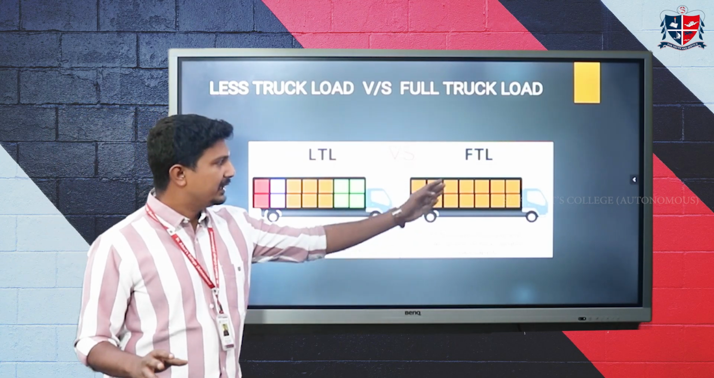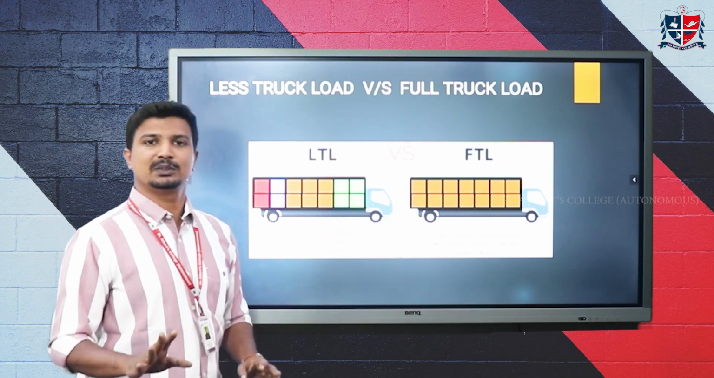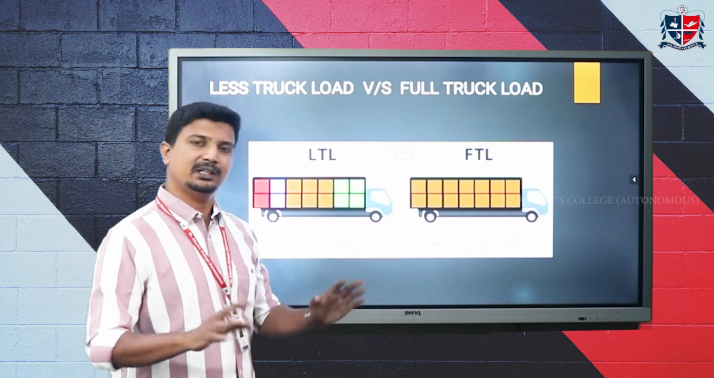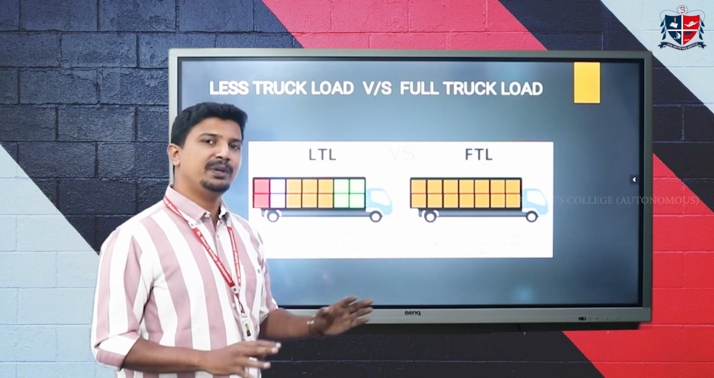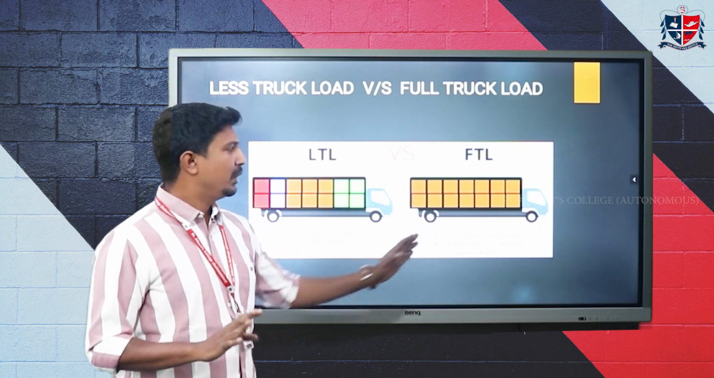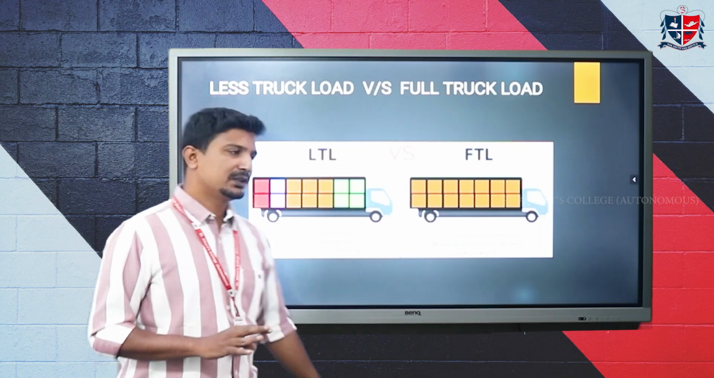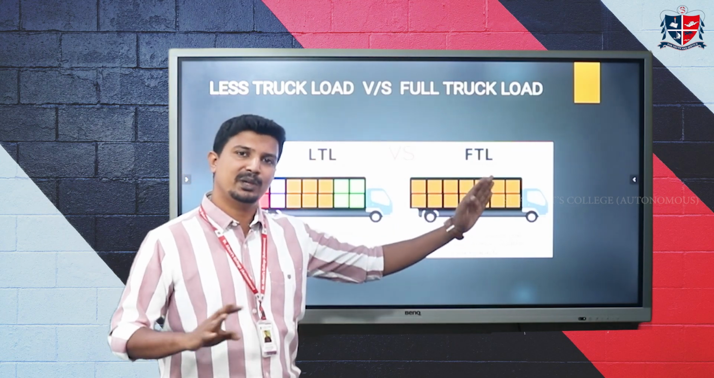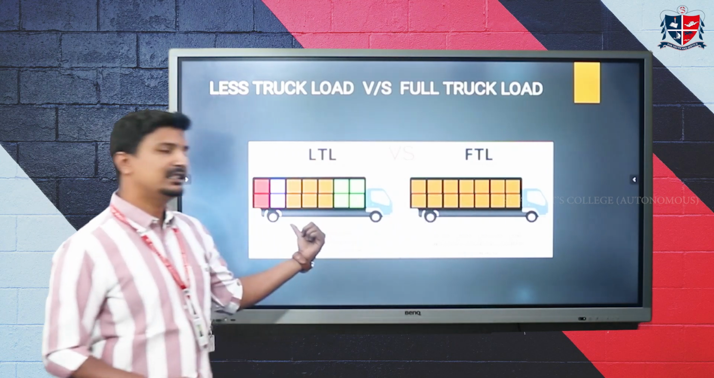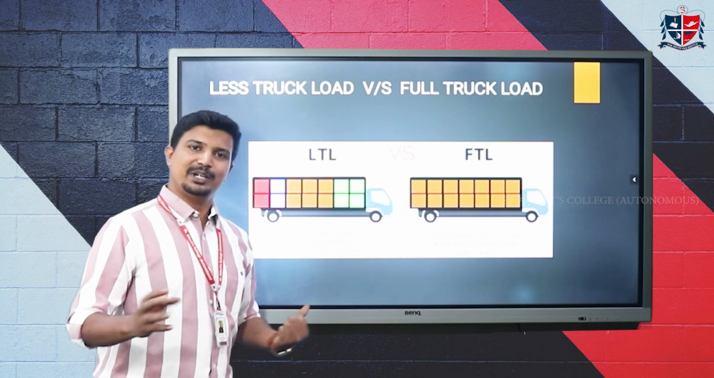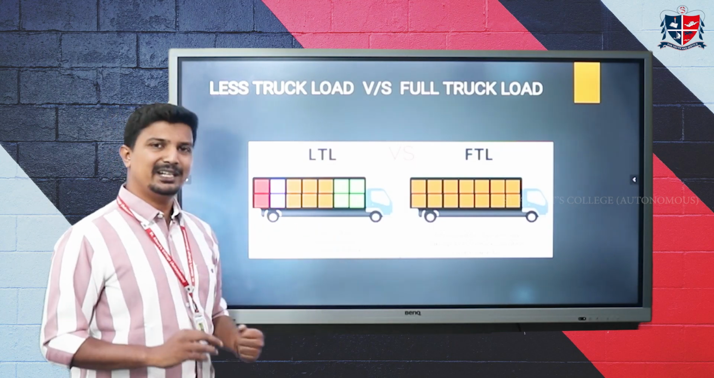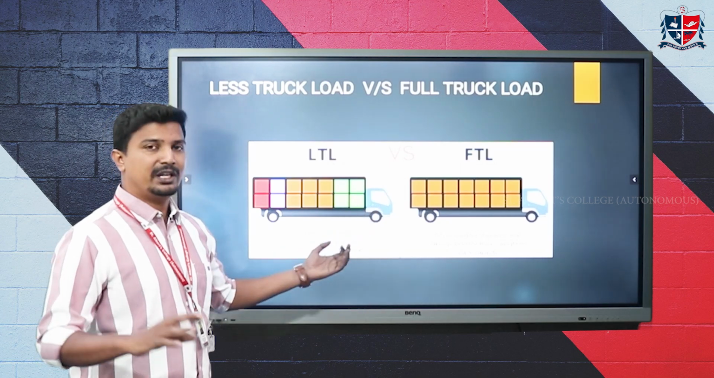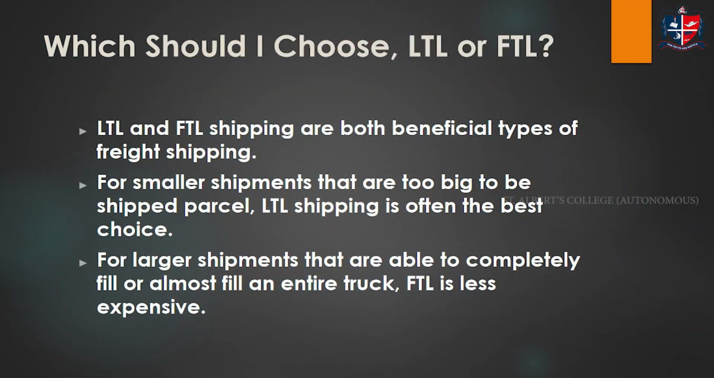In full truckload, the entire truck will carry only one customer's cargo. It need not be completely full, but the other shippers' cargo will not be in the FTL. In FTL, only one customer's cargo will be there. So it will be very fast, as it has to be delivered to one buyer only. In LTL it has to be delivered to different buyers. So it takes time, and handling will be high in LTL.